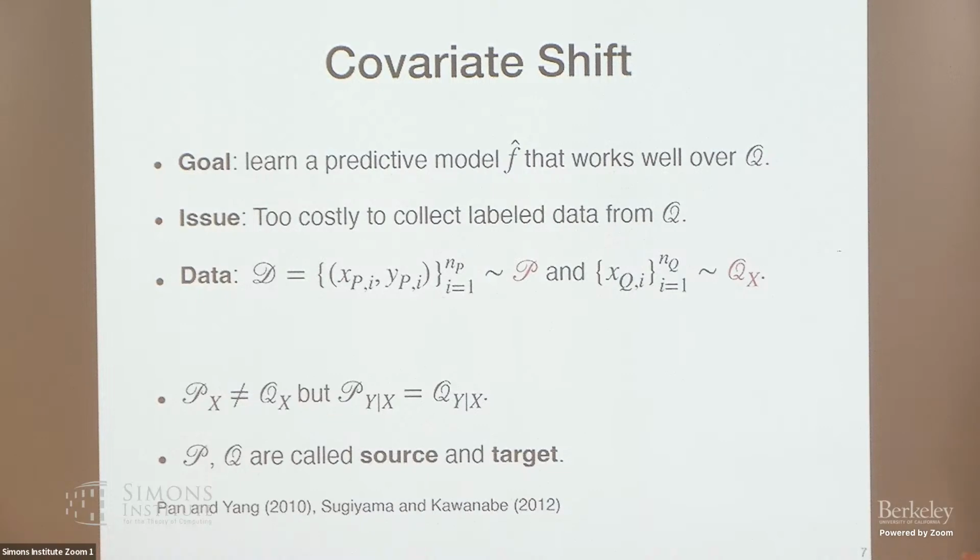We'll surely see an example. And of course, there's nothing you can do without any assumption, because we don't observe any label here. So the standard assumption here is that the distribution shift only occurs on the feature level, and the conditional label distribution is preserved. Okay, we call the two distributions source and target. We want to use source data to facilitate learning in the target.